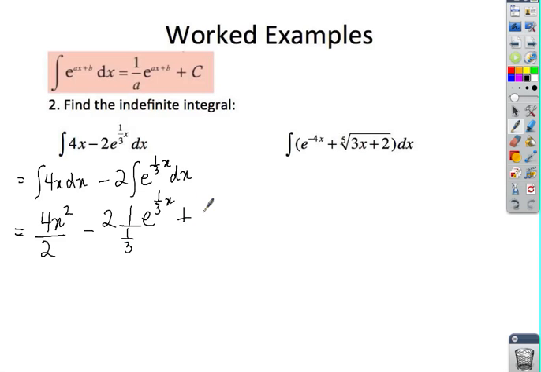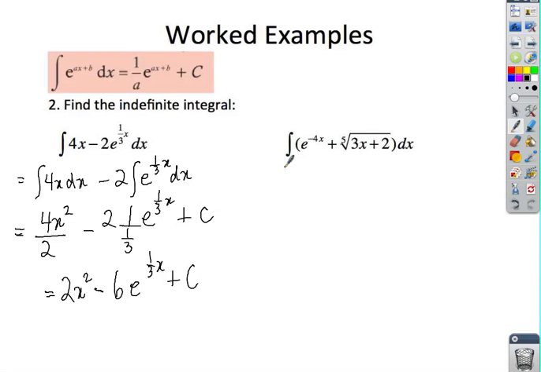And again, even though there's two terms, you only include 1 plus c. The c represents all constants in the question. This can be simplified a little bit. This is now 2x squared minus 6 e to the 1/3 x plus c. And that question is complete. Now on to the next one.